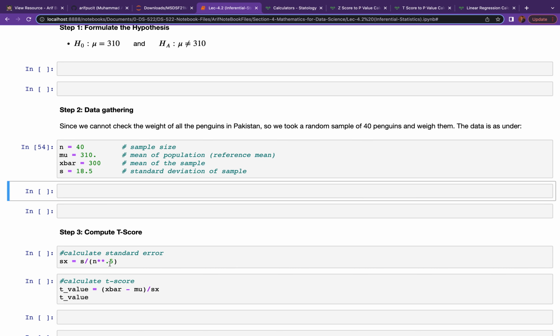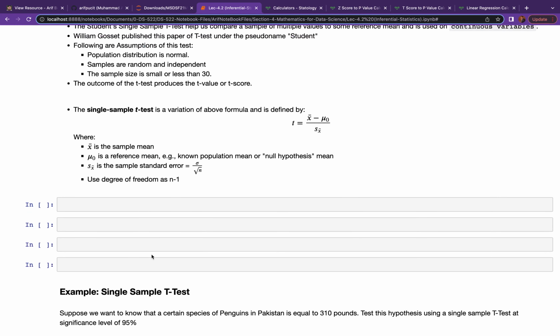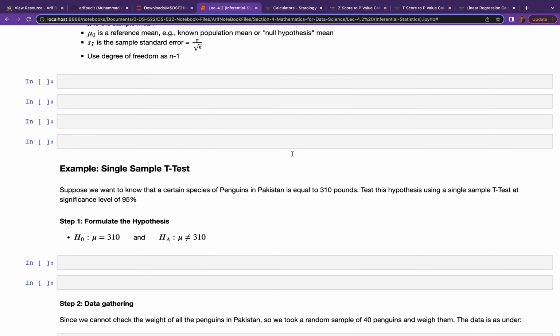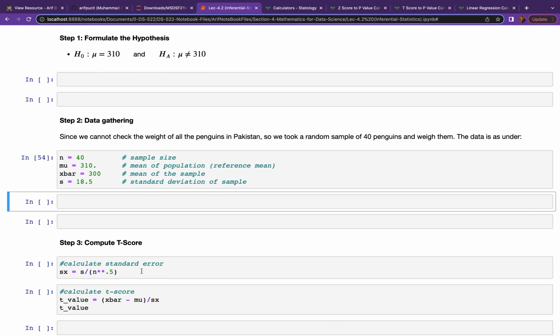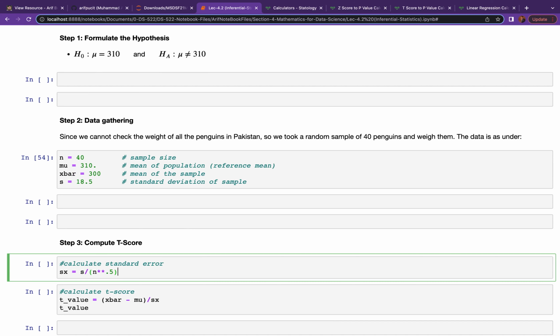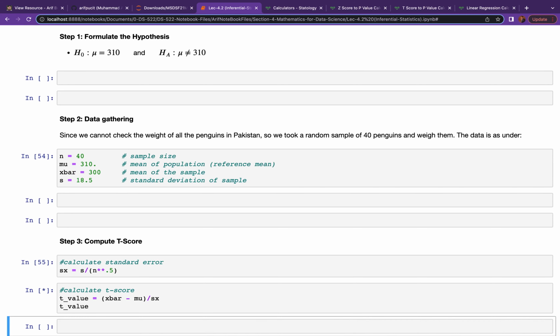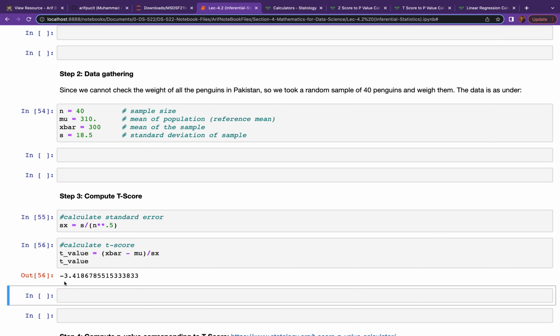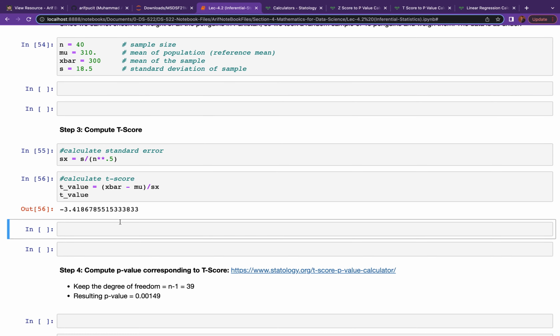Then we need to compute the t-score, and we can compute the t-score using this formula which is shown over here. So we are using this formula, calculated the standard error, and this is the t-value, that is minus 3.4186. So this is step 3. We have computed the t-score.